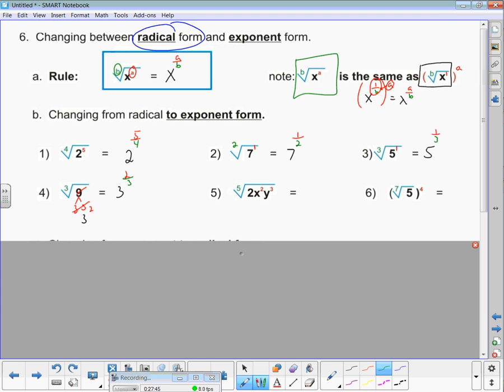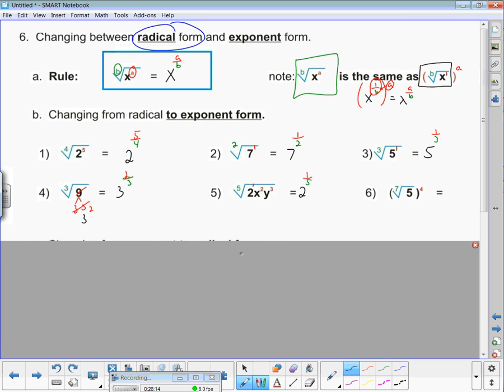All right, so this next one, we've got a couple things going on in the radicand. Don't let that throw you. You have to deal with each one. They're all multiplied together, and that's the key. And therefore, you deal with each one separately. 2, its exponent over the index. So that's 2 to the 1/5. Does that make sense? Okay, times.